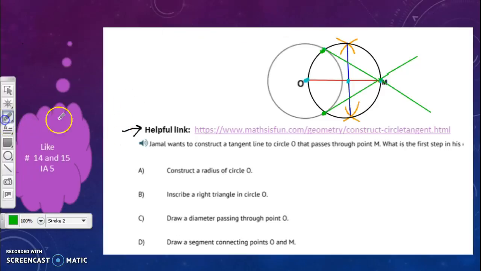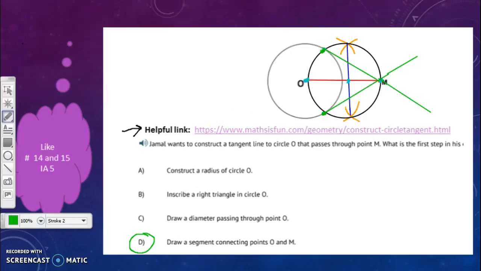All right, so let's take a look here. Jamal wants to construct a tangent line to circle O that passes through point M. What was the first step? Well, that first step was drawing the line segment between O and M, and that is answer choice D. Like I said, you may want to check out this helpful link too.